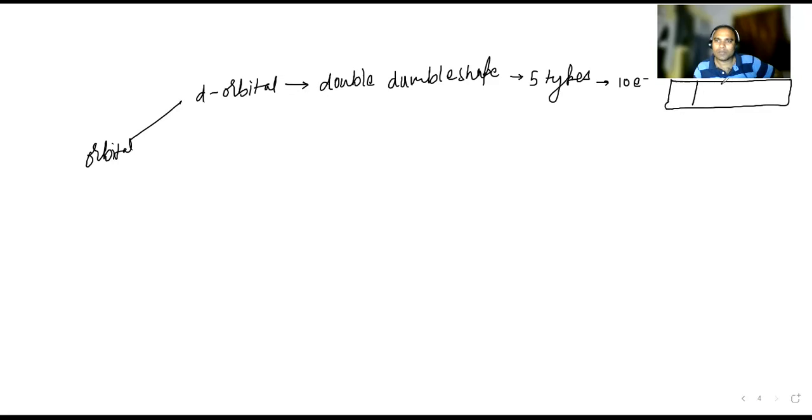1, 2, 3, 4. So one is called dxy. Another is called dyz. Next one is called dzx. Another is called dx square minus y square. And the last one is called dz square. So this is how we fill the 10 electrons.